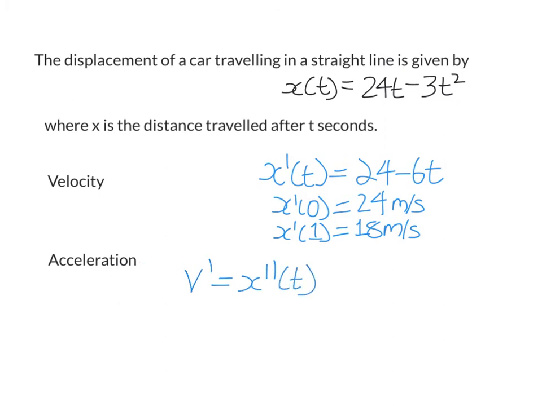So to get acceleration, I just differentiate this function here, and I just get minus 6, and it's meters per second squared. So the acceleration is negative because the car is slowing down by 6 meters per second every second. All right, let's now look at the chain rule.